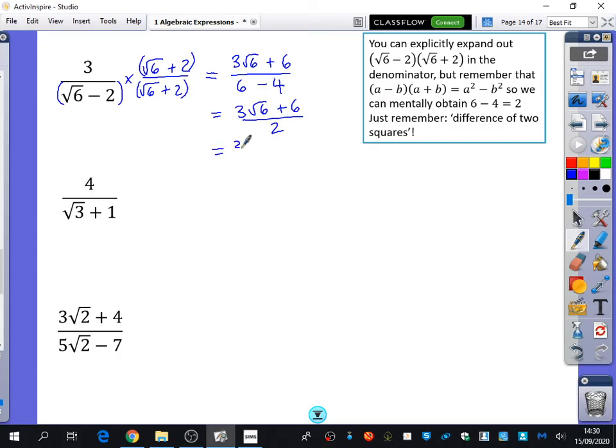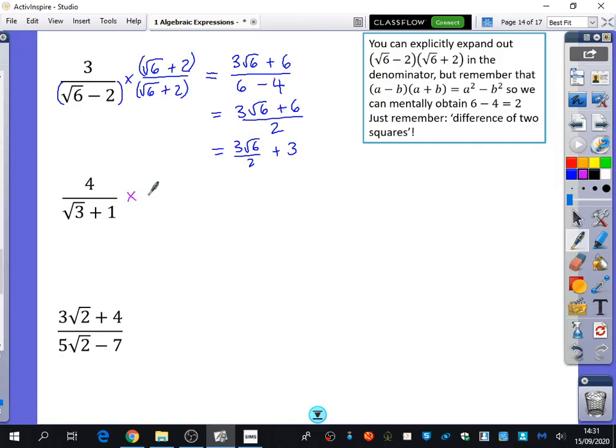So I would have 3 root 6 over 2 from this section, plus how much? Plus 3, because I've got 6 over 2. So if you want to, you can have them separate. If you want to have them together, you can have them together. The question might tell you how it wants it to be presented. Okay, let's try this next one.